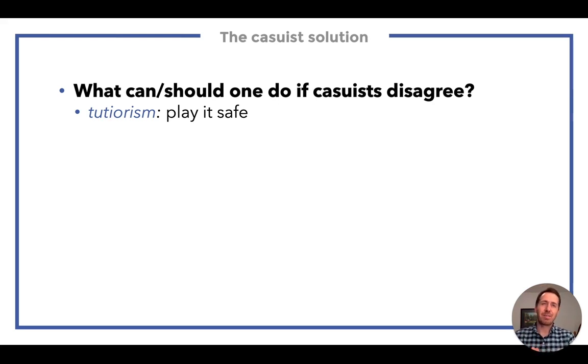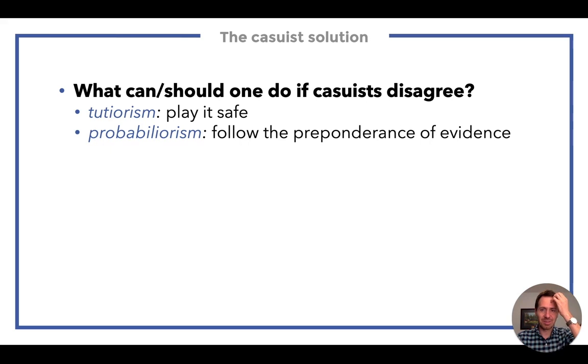Historically, right, there were different views about what to do here. So one view, tutiorism, says we should play it safe. So, lying's wrong, we shouldn't lie, we should protect our moral standing, so we should do that sort of thing.